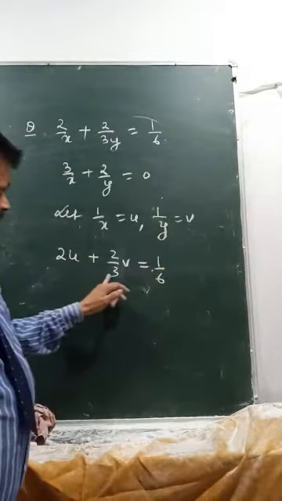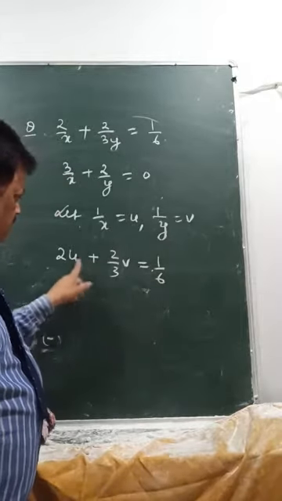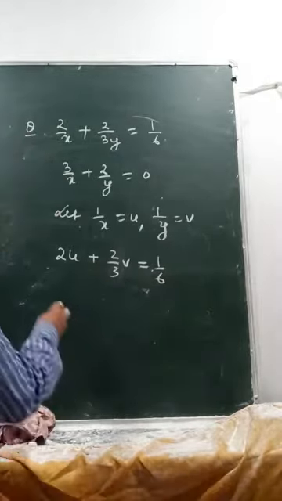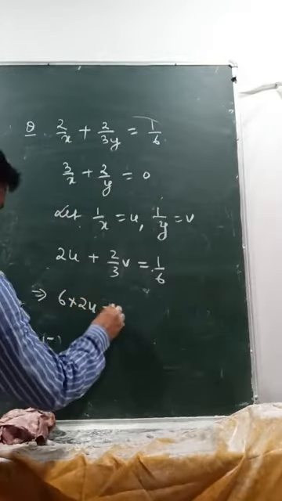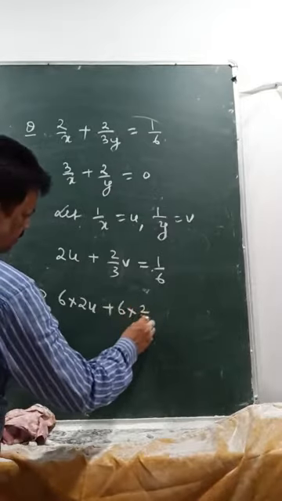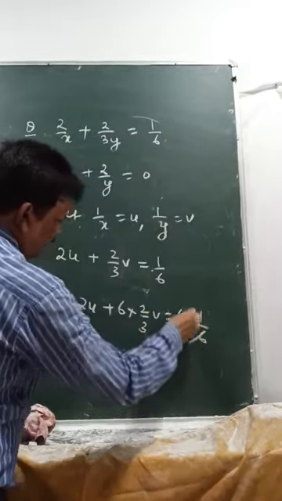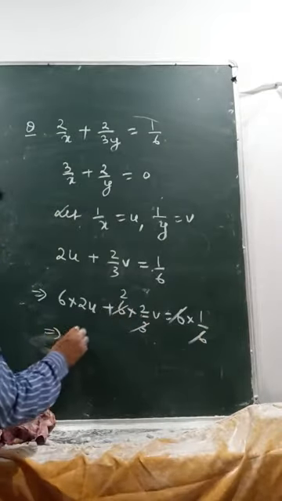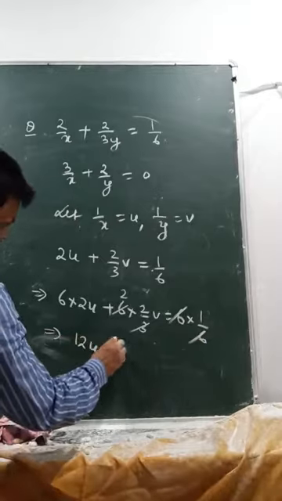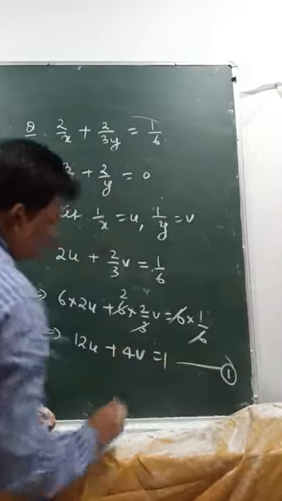So the best method is to remove the denominator. What is the LCM here? 6. Multiply 6 to everything. So 6 into 2u plus 6 into 2 by 3v, 6 into 1 by 6. The 6 cancels. This is 2. 12u plus 4v equals 1. This is our equation number 1.